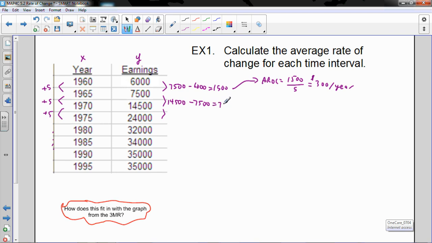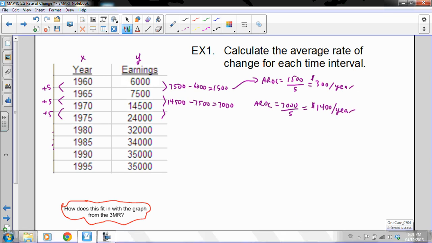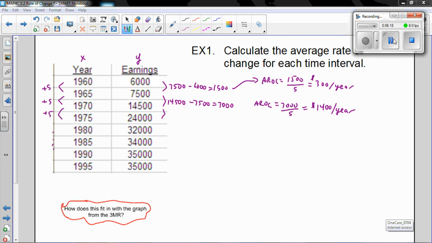I'll do maybe one more together. So y2 minus y1, the AROC is 7,000 over 5 years. Again, the change in x was 5 years, and that is about 1,400 bucks per year. Okay, I'm going to pause the video and do the rest of mine. You should do the same.